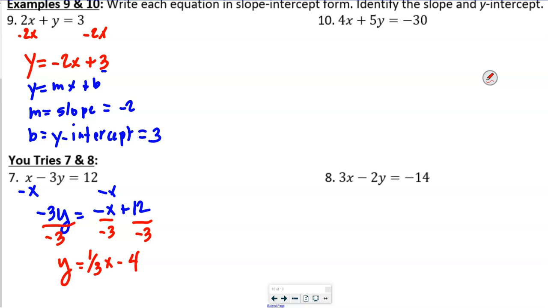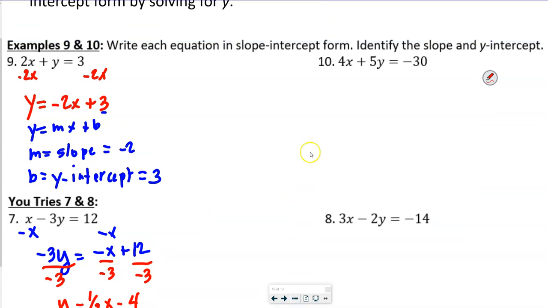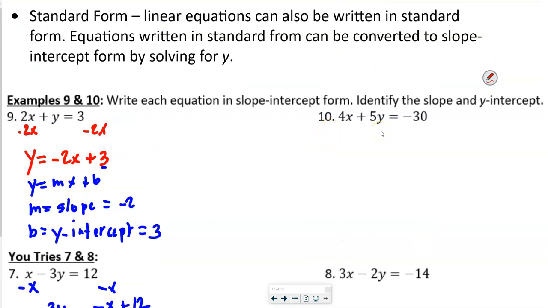So here again, our slope is what's in front of that x. It's our m. That's equal to 1/3. And our y-intercept is this right here. It's our b. So that's equal to negative 4. Okay? All right, now we're going to do this next one together. A little more practice, right? So we're going to move the 4x to the other side. So that leaves us 5y is equal to negative 4x minus 30.